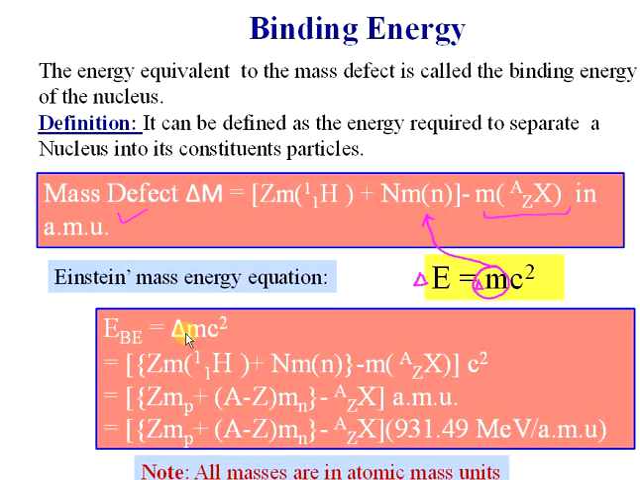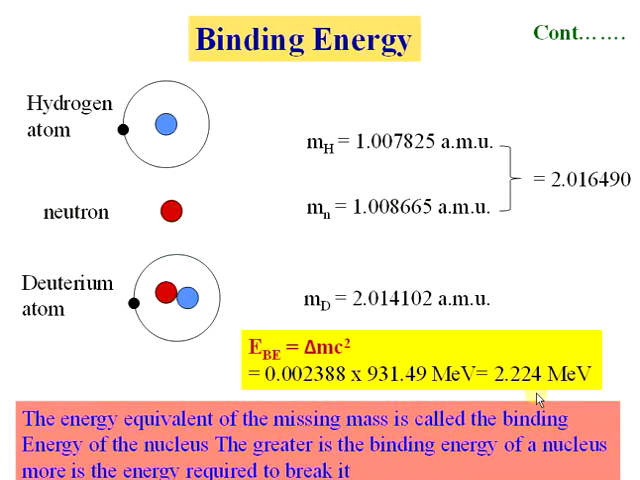So binding energy is defined with the simple formula delta m c square, where we just multiply the mass defect with c square, and right now this is in atomic mass unit. In the earlier lecture you have seen that one atomic mass unit is equal to 931.5 mega electron volt. Right, so this is the basic idea of the binding energy.